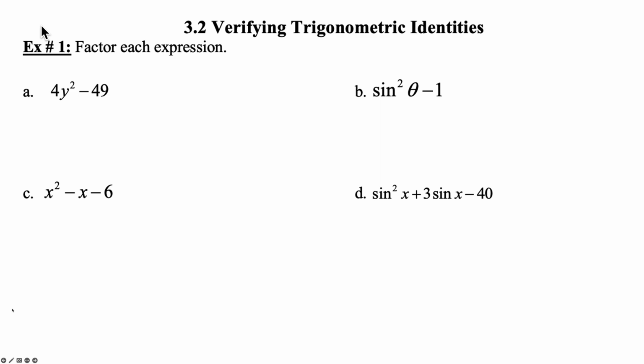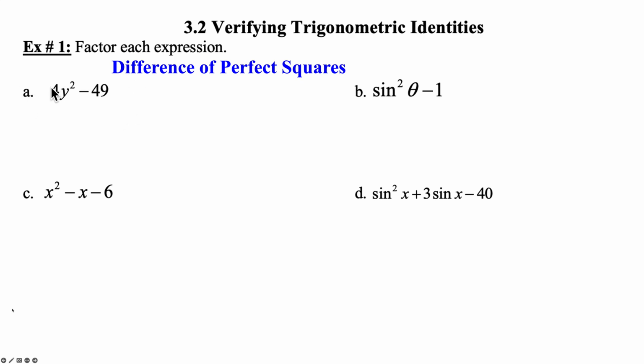At section 3.2, verifying trigonometric identities. So we'll need to probably do some factoring from our algebra days. So we're going to compare algebraic factoring to trig factoring. So here we have difference of perfect squares.